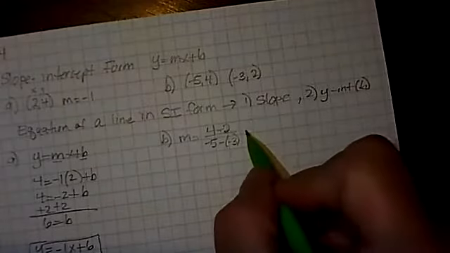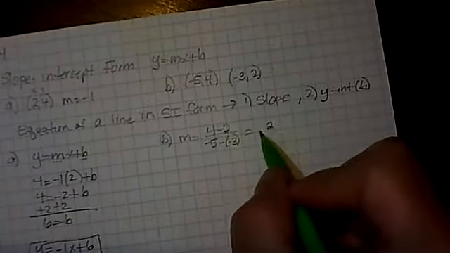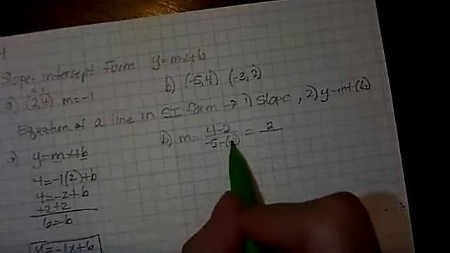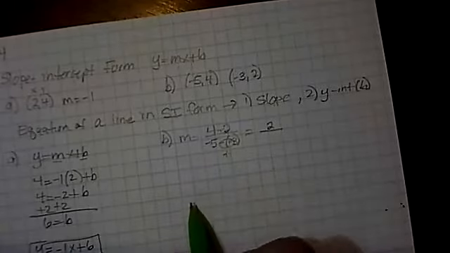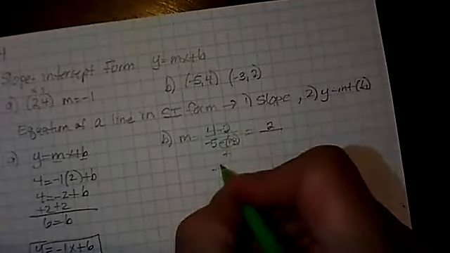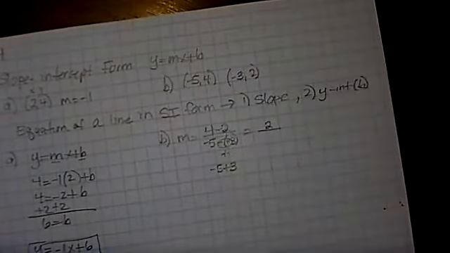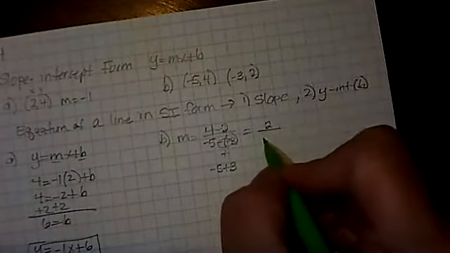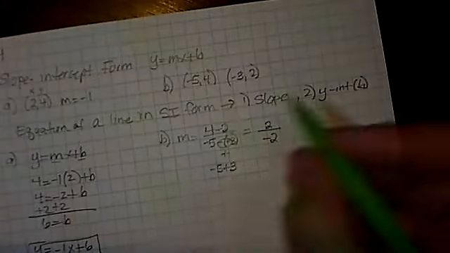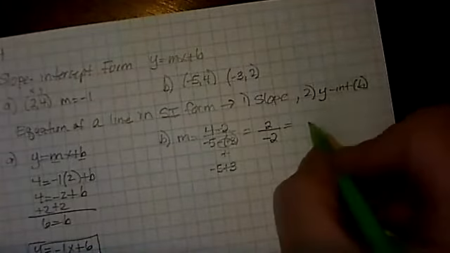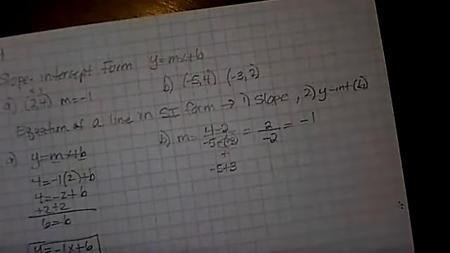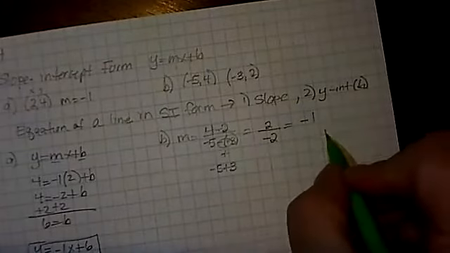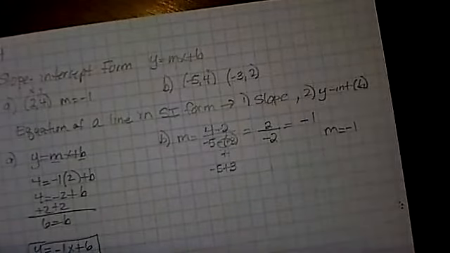All right, so here we have 4 minus 2. Okay, the opposite of a negative becomes a positive. So we have -5 plus 3. So -5 plus 3 is -2. So if I simplify that, 2 divided by -2 is -1. So we have our slope. So m equals -1.